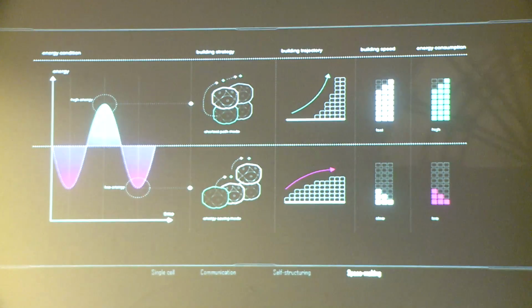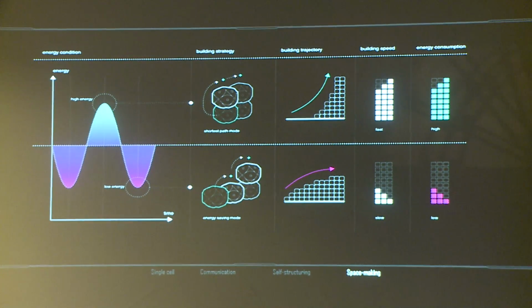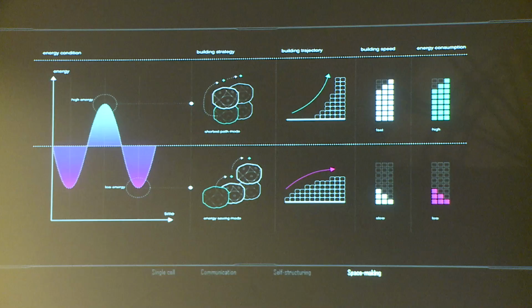Moving on to a much larger population scale, we start to investigate the space-making logic of our system, which is based on local decision-making and biased by global information. First, each cell is aware of the energy condition of itself as well as its neighbors. Based on this information, they are able to make decisions on which kind of building strategy to choose. If the energy is sufficient, they prefer to use the shortest path to reach the higher building speed. And if the energy is lower, they might stay in position and wait for steps.